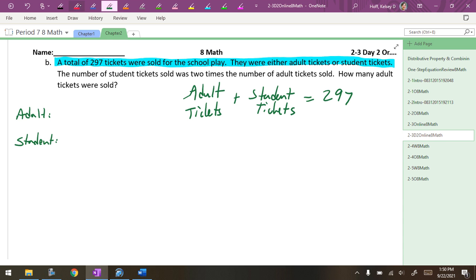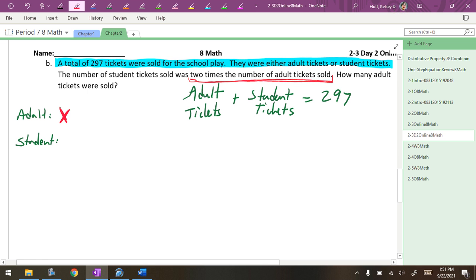So then we go back to reading our problem. The number of student tickets was 2 times the number of adult tickets. If we're going to figure out student tickets, I need 2 times adult. Well, how many adult tickets were there? Do we know? No. So in order for me to figure out student tickets, I have to know adult tickets first. Guess what adult tickets is? X.